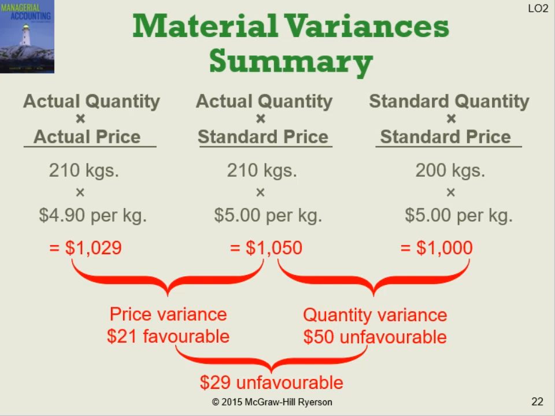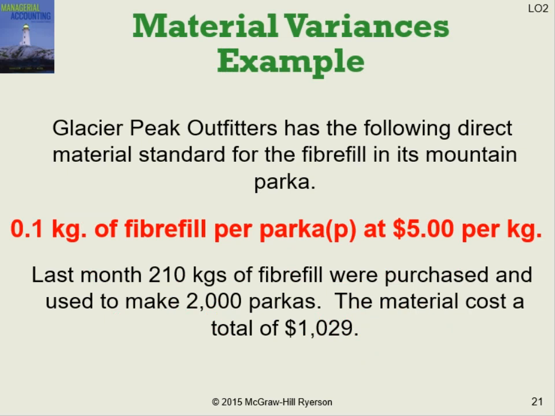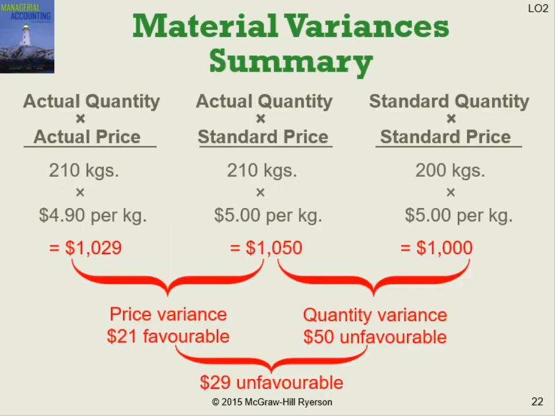The quantity variance: the 210 kilograms that we purchased were supposed to cost us $5 per kilogram, and the standard quantity for producing 2,000 parkas is only 200 kilograms. If we bounce back up just a second, it's supposed to be 0.1 kilogram per parka, so 2,000 parkas times 0.1 kilograms works out to 200 kilograms. So 200 kilograms at the standard price should have cost us $1,000. This isn't such good news because it means that we used a higher quantity than standard to produce these parkas. So it's a $50 unfavorable variance.